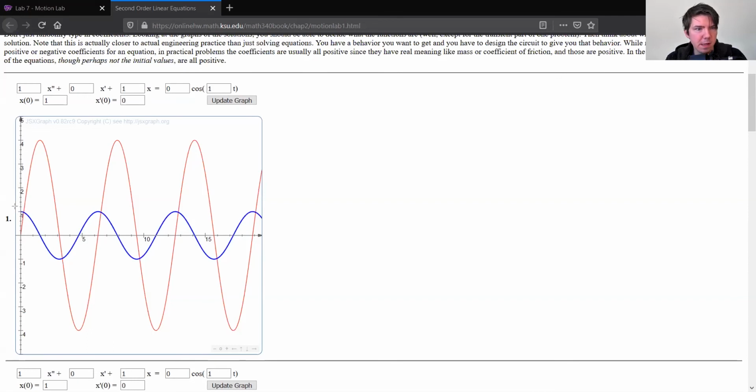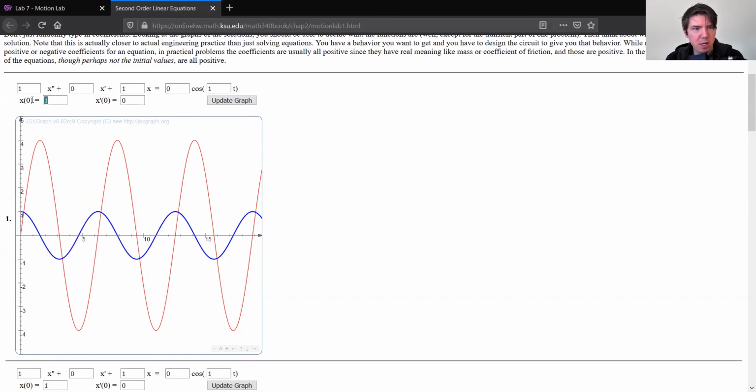That means that we start here and there's a slope. Maybe I should do a different color. There's a slope of 0, and that comes from this thing right here. You can change both the starting position and the starting velocity.